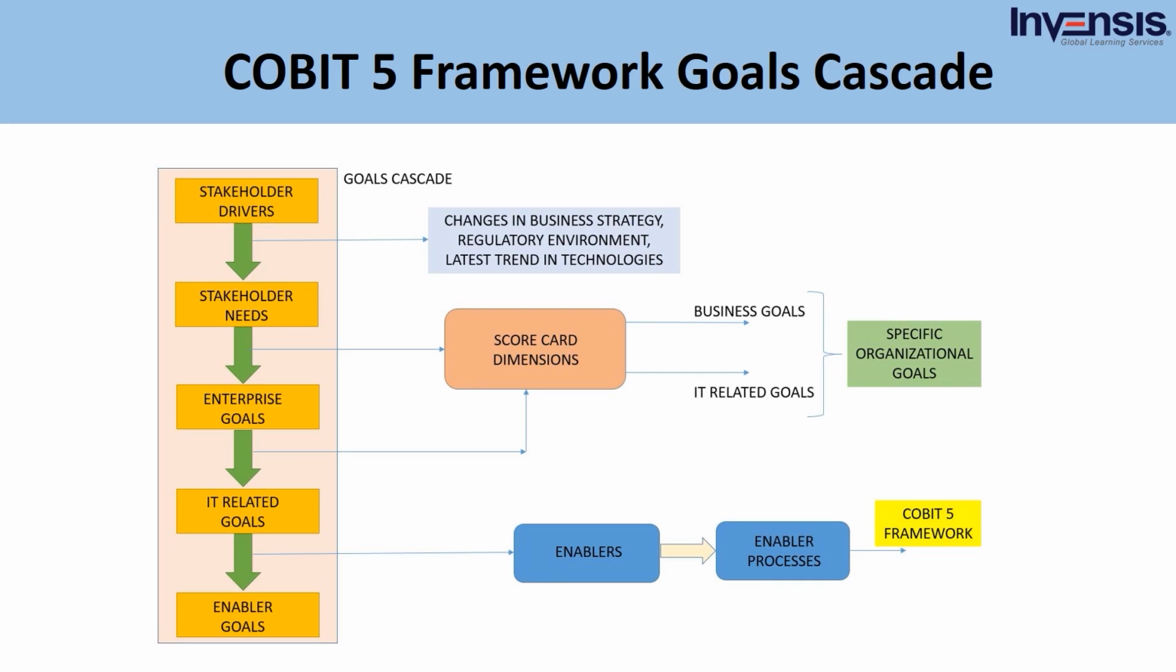Step 4. To achieve IT-related goals, a set of enablers must be applied successfully. One of these enablers is processes. Similar to earlier steps, each IT-related goal is then mapped to one or more processes. The COBIT 5 framework has, however, a total of 37 processes.